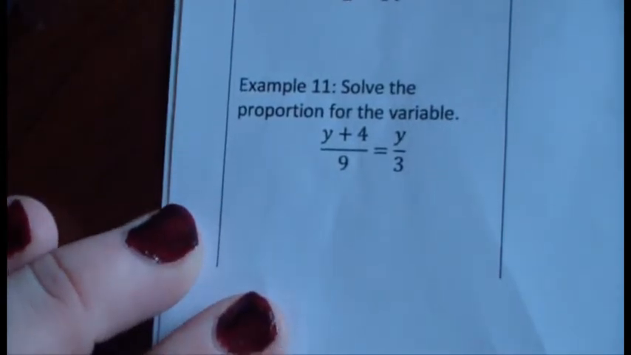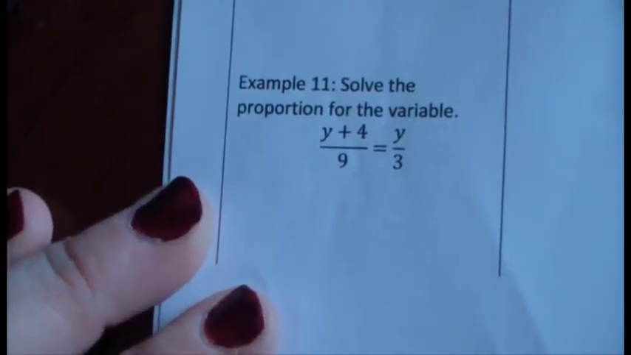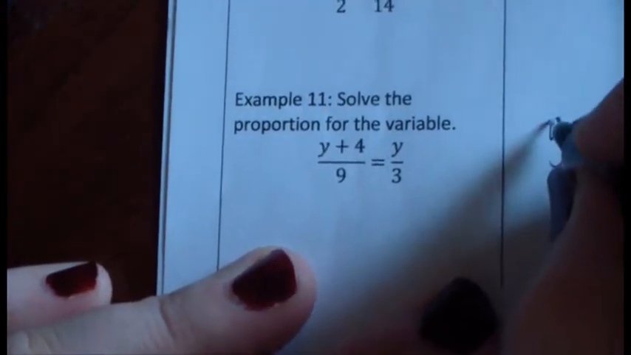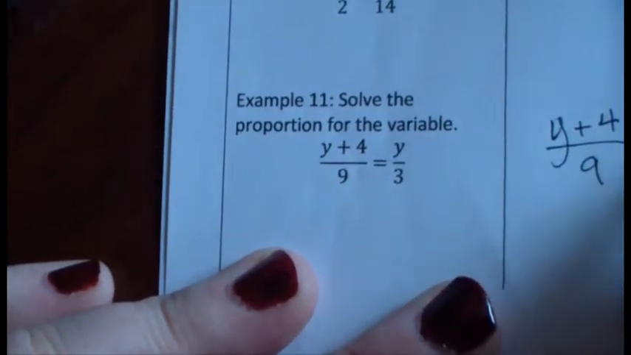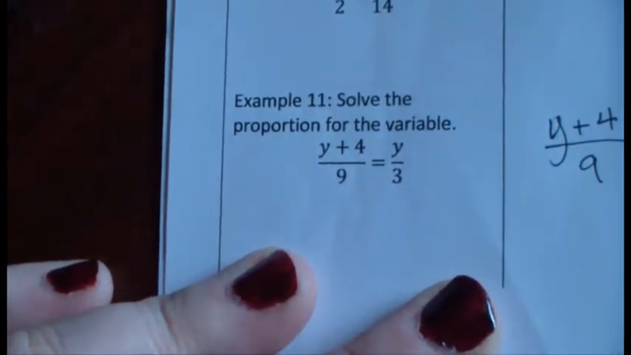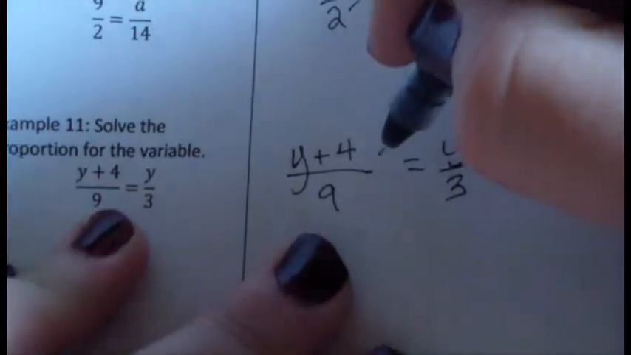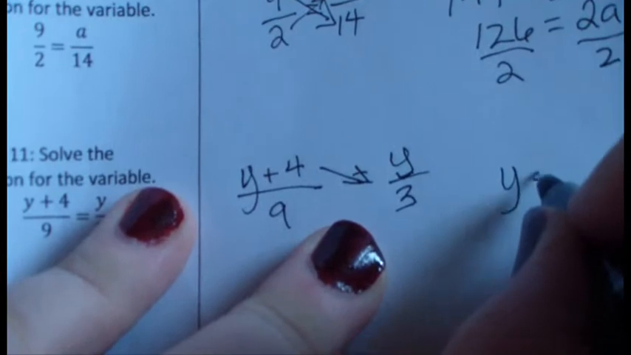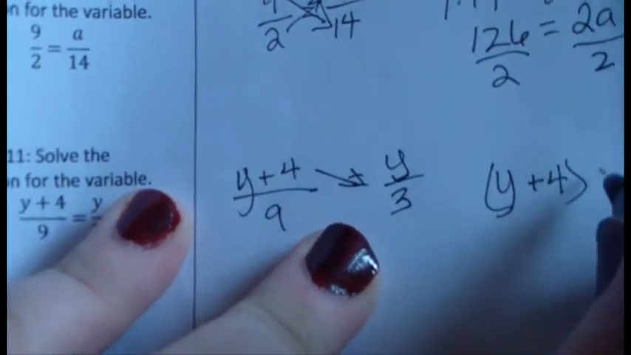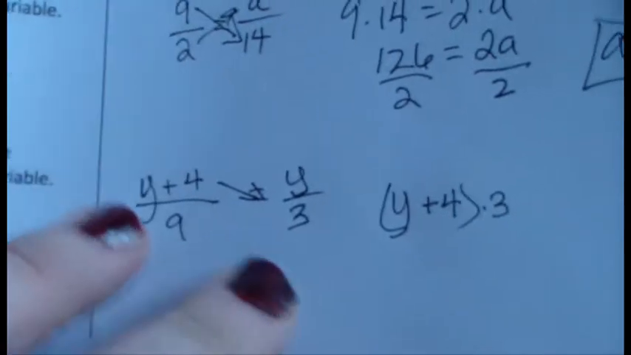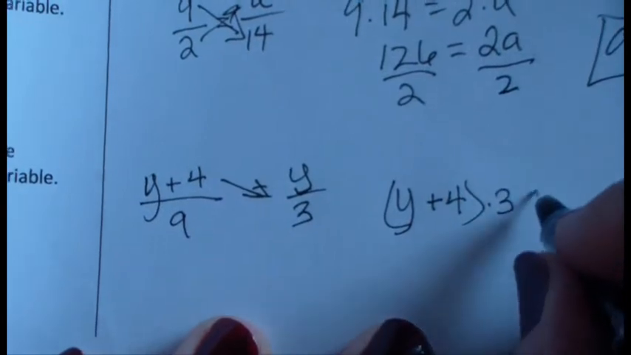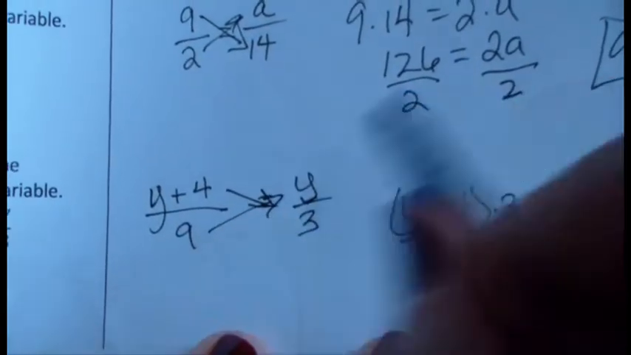Number 11. Y plus 4 over 9 is equal to y over 3. So even though we've got an expression on top here, that doesn't change anything. The only thing that you need to make sure you do is that when we're multiplying, we're going to have to do some distributing. So when you do y plus 4 times 3, you're going to need to make sure you multiply everything times 3. Don't just do 3y plus 4. It's actually going to be 3y plus 12. And that's going to be equal to 9 times y.